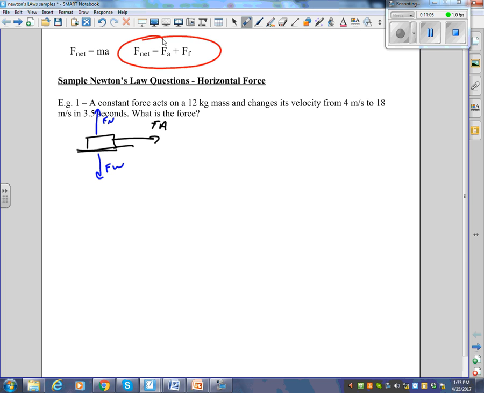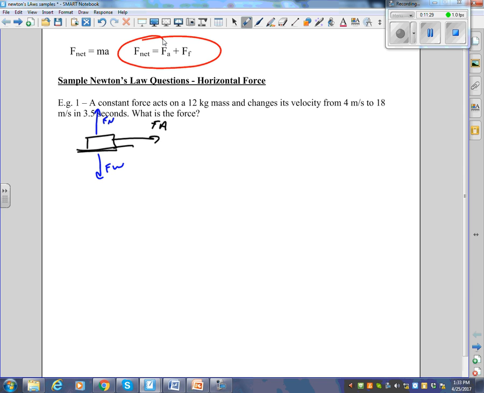Well, I haven't really talked a whole lot about it, so let me take a moment. What does F net stand for? What does the net mean? The net force. When you have net pay, like when you're working, you get your gross pay and your net pay. What's net pay? After they take your deductions.